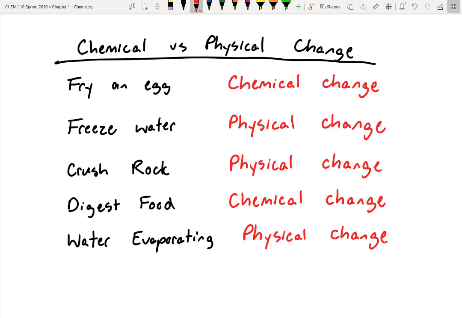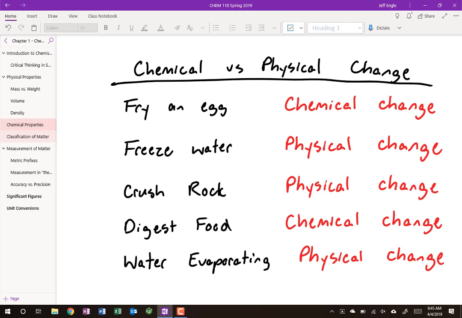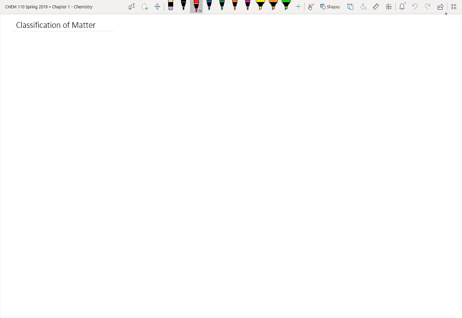All right, so now what we're going to do is try to classify matter in a bit more detail. And I am a big fan of flowcharts, so we're going to start building a flowchart off of this, but before we do, we're going to take a step back to 3rd grade and talk about the 3 main types of matter.